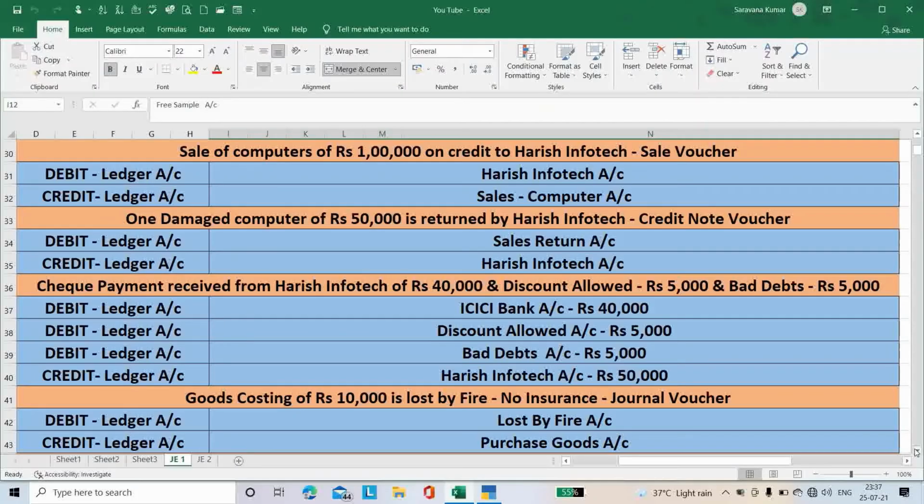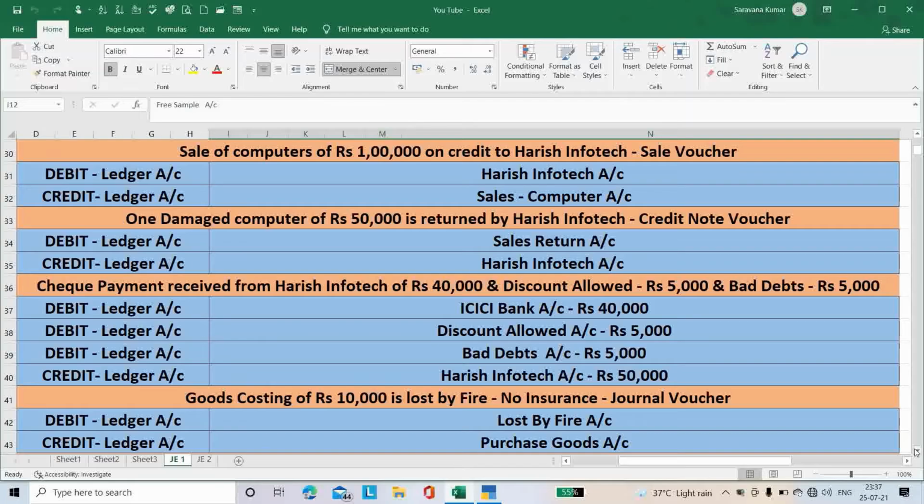Okay. Next transaction is sale of computers of rupees 1 lakh on credit to Arish Infotech. Here the journal entry is debit Arish Infotech account, credit is sales computer account.